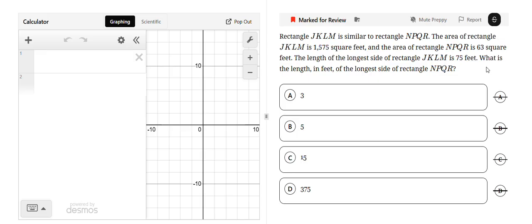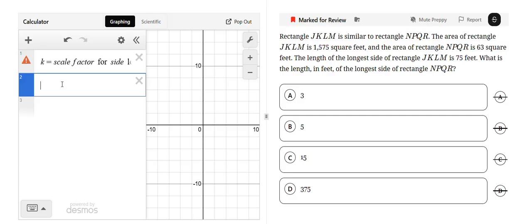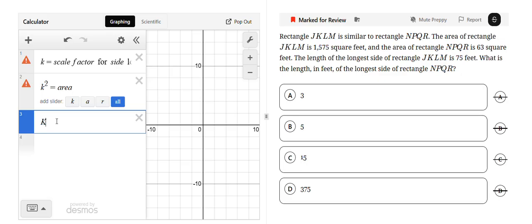So to first look at this, we need to know something called scale factor. I'm just going to write this down for our reference while we're working through this problem. K is the scale factor for the side length. Then K squared is the scale factor for the area, and then K cubed is the scale factor for volume.